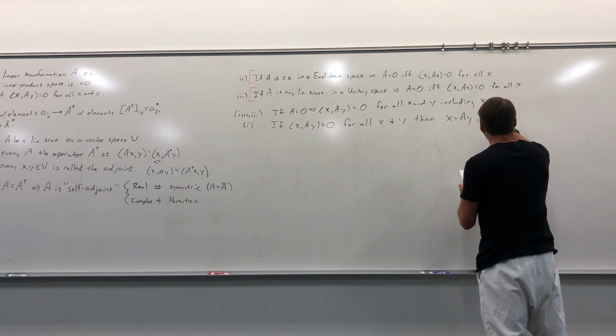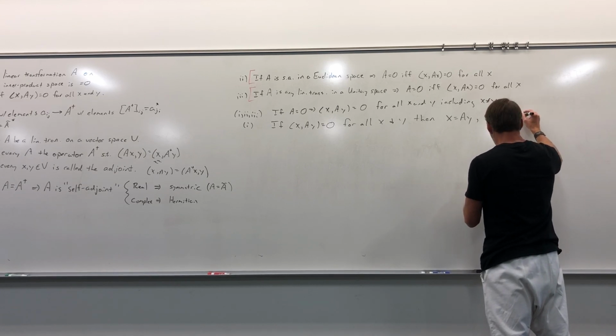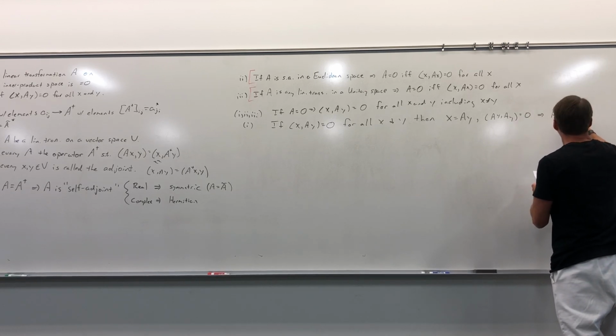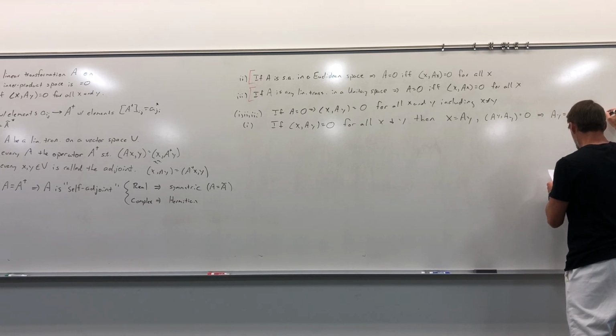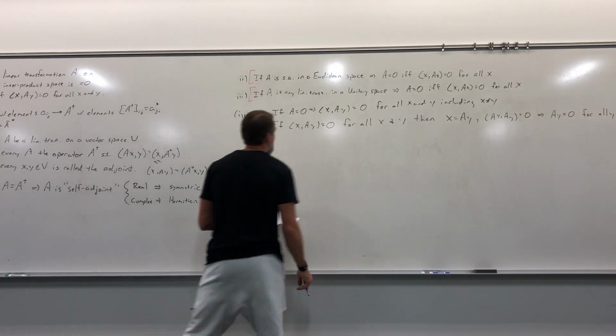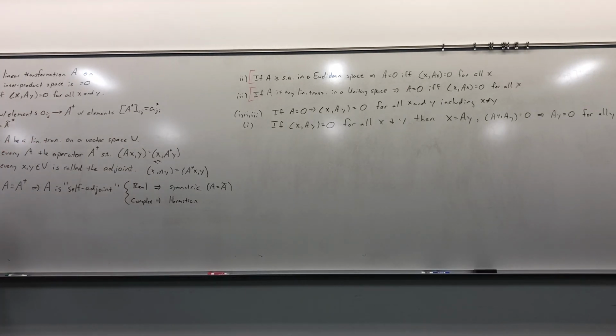Then what we can say is, Ay equals 0 implies that Ay equals 0 for all y, therefore A equals 0. You follow?